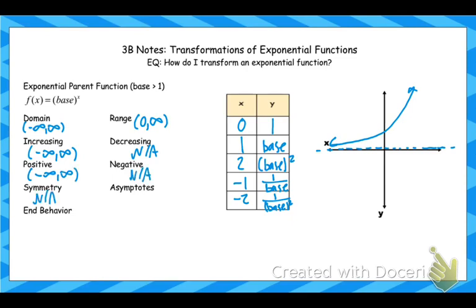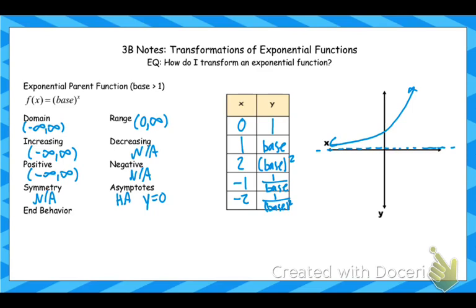It does not have any symmetry. It does have an asymptote. And it's really important to understand now, these exponential functions will all have one horizontal asymptote. Once we get to log graphs, it's going to have a different asymptote, and that's going to be a really important feature to distinguish between these graphs.